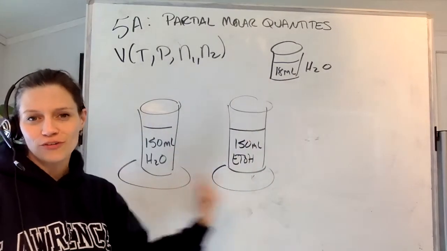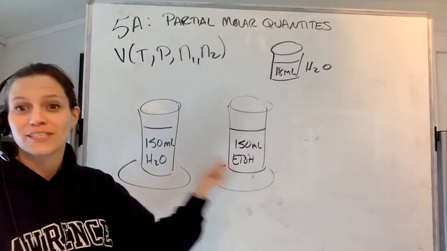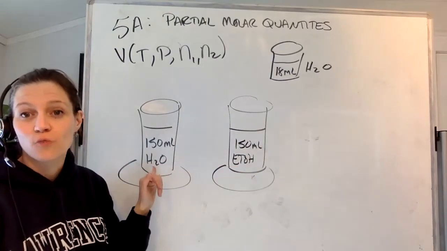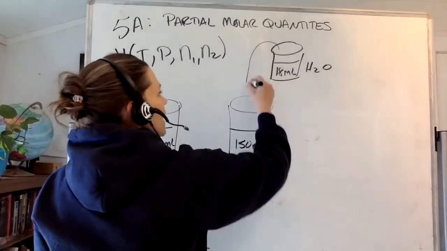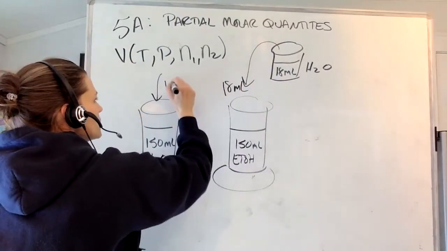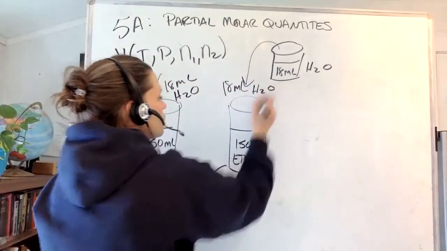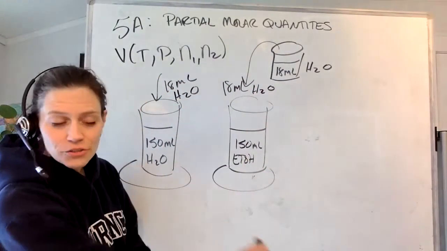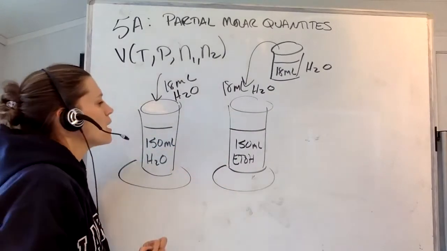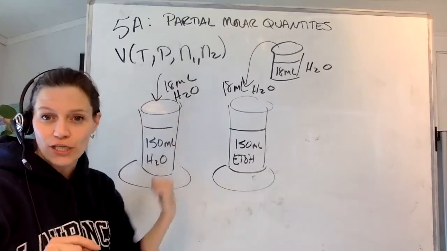I have a beaker of 18 milliliters of water. I have two graduated cylinders, one with 150 milliliters of ethanol and one with 150 milliliters of water. I'm going to pour 18 milliliters of water into both of my graduated cylinders. And again, imagine me putzing around trying to do this in class. And then I'll have y'all look and measure how much the volume has increased.